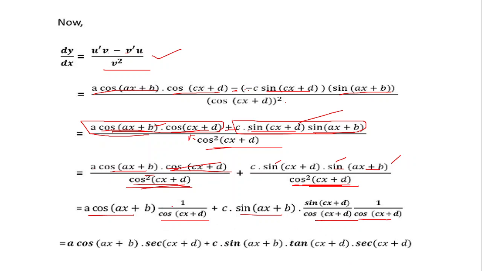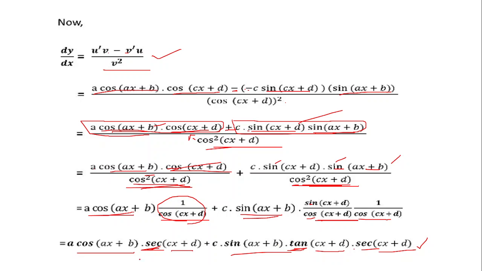So I know 1 by cos is nothing but secant. Next step you can see, a into cos of ax plus b will remain the same. Now 1 by cos will become secant of cx plus d. Same way, plus c into sine of ax plus b. Now sine by cos is nothing but tan, you know that one. So tan of cx plus d into 1 by cos, which is nothing but secant of cx plus d.